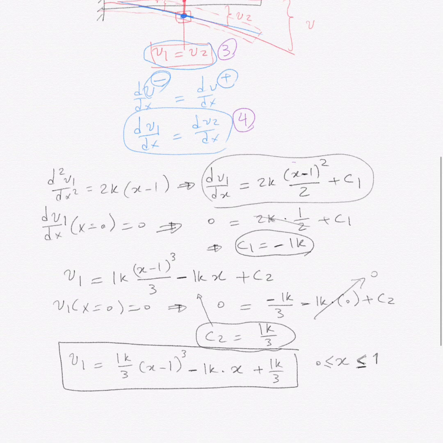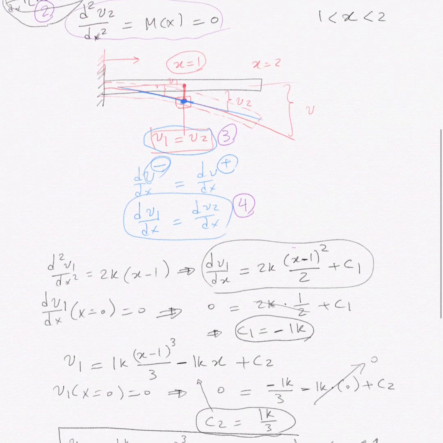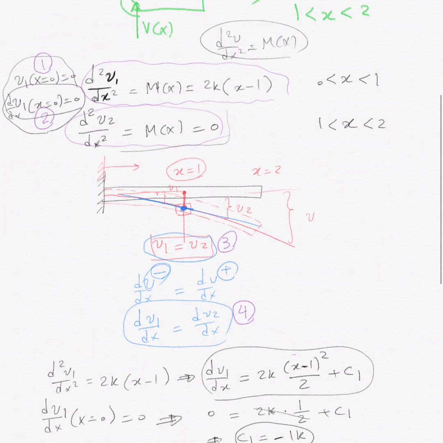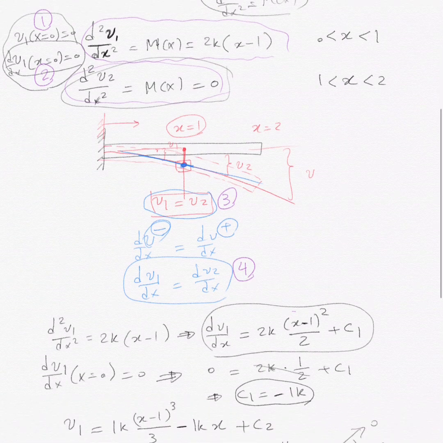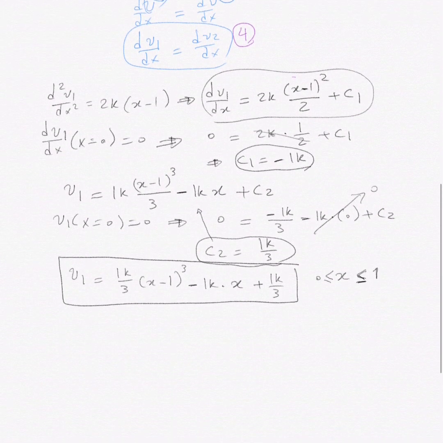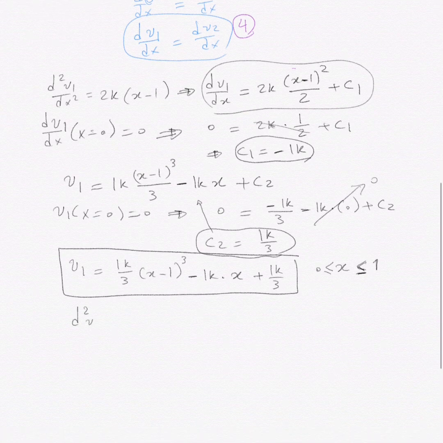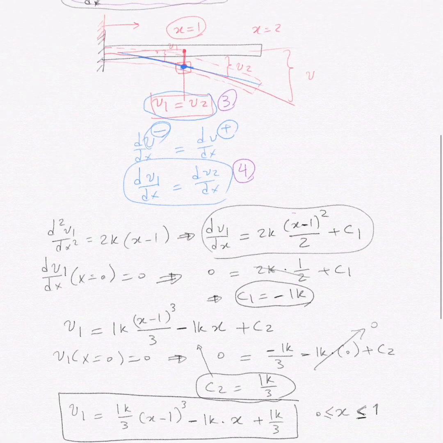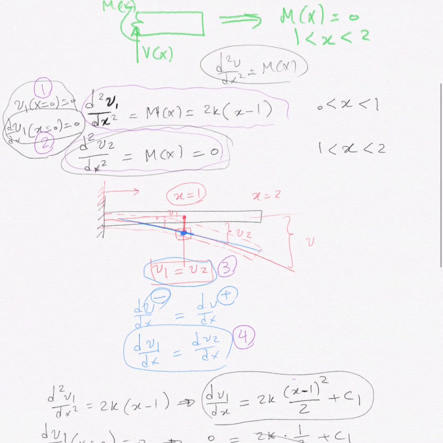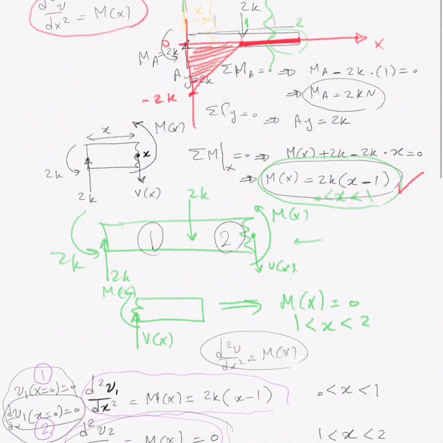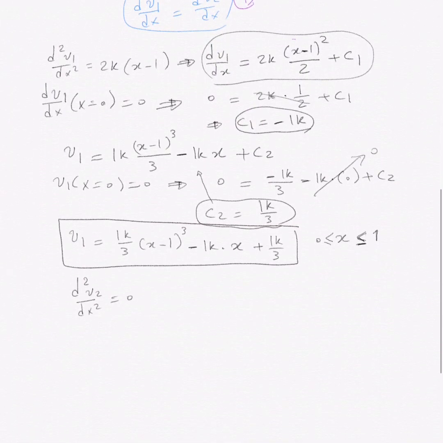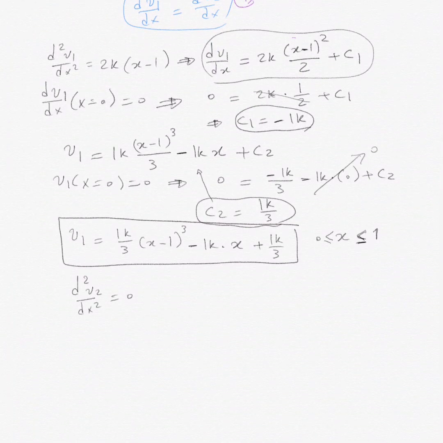Now, I want to find v2. So what is the equation for v2? It's right here, right? The second derivative of v2 with respect to x is equal to 0, because the moment, look at it here, M of x is equal to 0, because of the moment diagram right here. You see that? The moment is 0. So I just simply substitute here, and then I have to double integrate that.